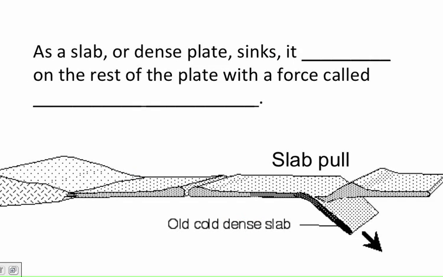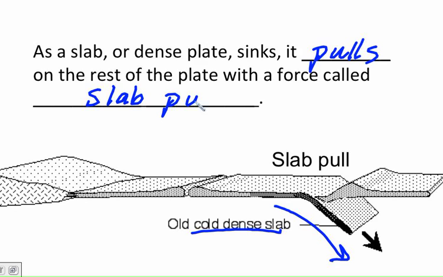My second process here called slab pull. Okay. In other parts of the convection current, I have cold, dense material starting to sink to get back to the heat coming from the core. So as that slab or dense plate starts to sink, what happens is it then pulls the rest of the plate with a force called slab pull. Okay, and again, it's all in the name. The rock is being pulled now by slab pull. We saw the ridge pushing the rock, ridge push. Now we see the slab being pulled by slab pull.